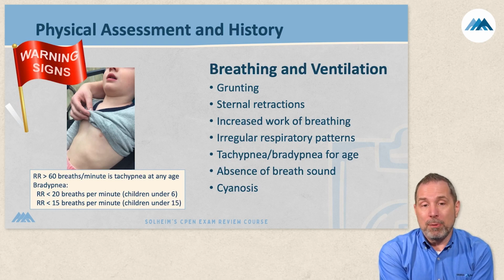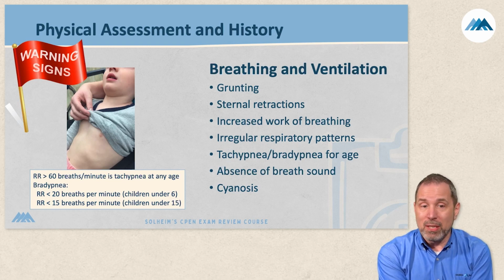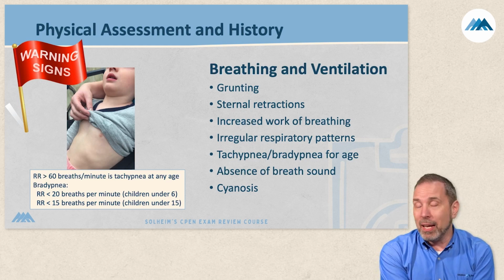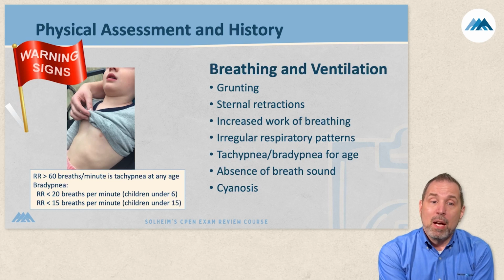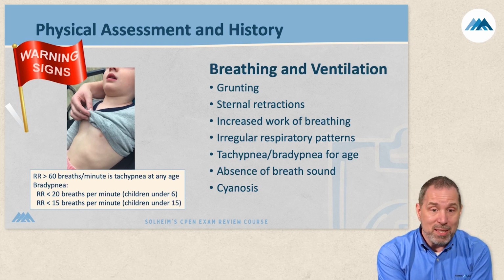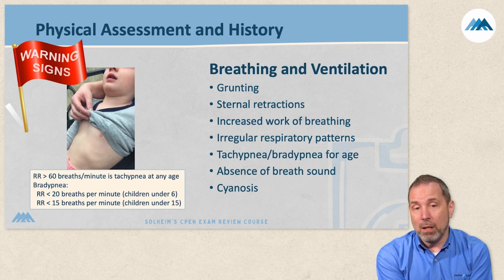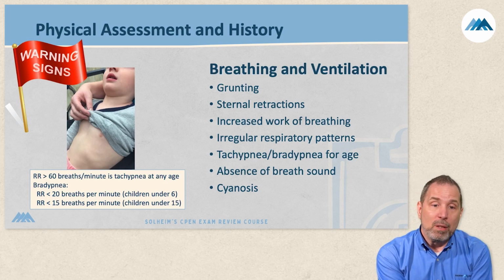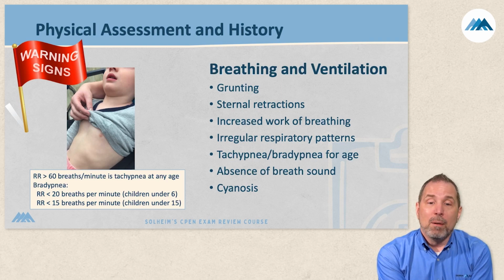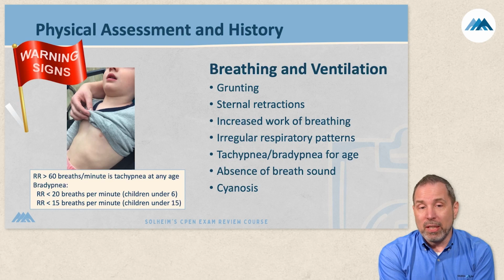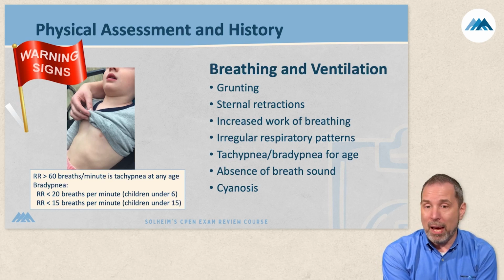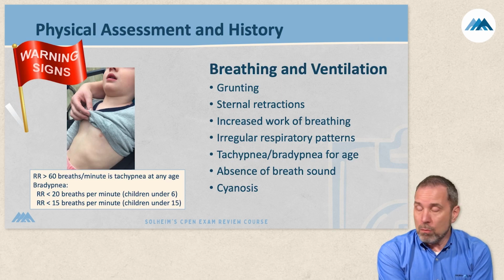Now I put respiratory rates there. Now these are just generalizations, obviously, but any respiratory rate greater than 60 for any child, that's going to be a problem. But bradypnea, less than 20 in a kid under 6 would be alarming, and then less than 15 if they're under 15. So that's generally how you're going to look at the range for respiratory patterns.